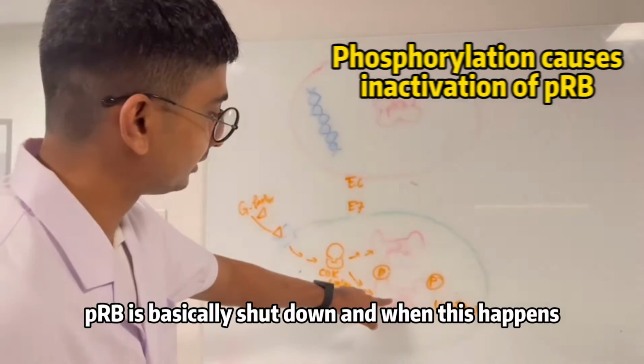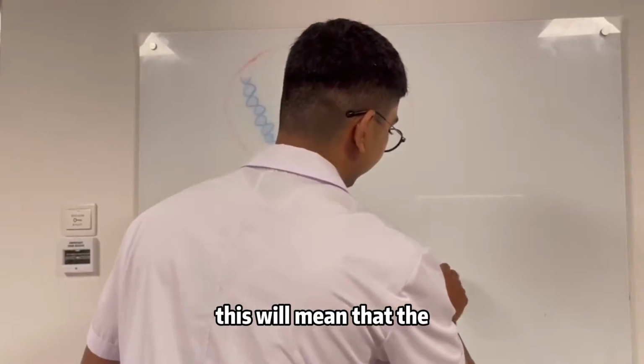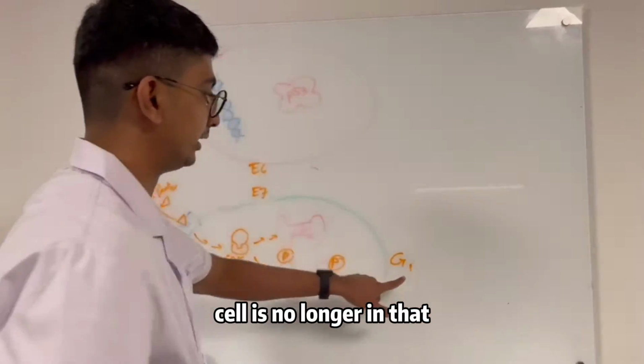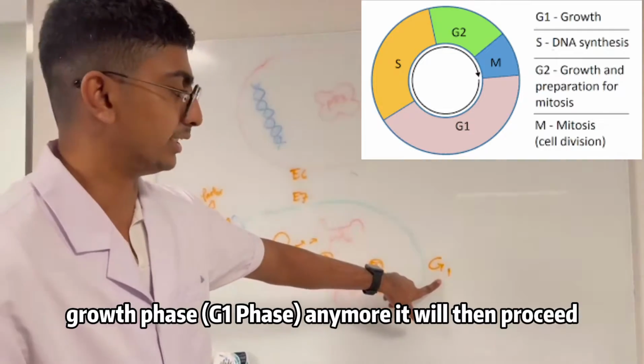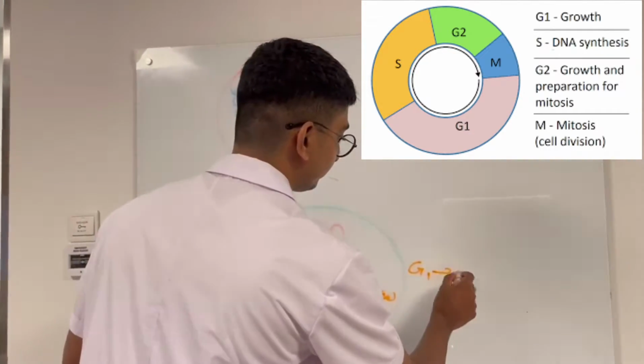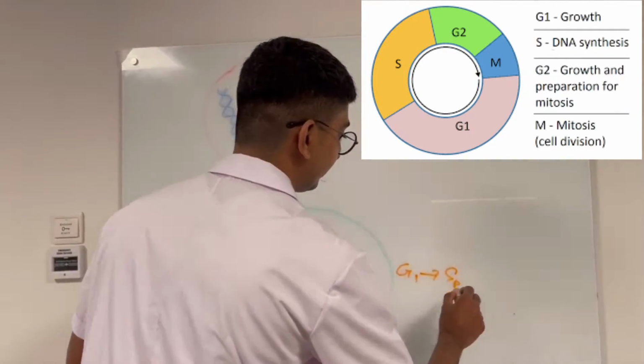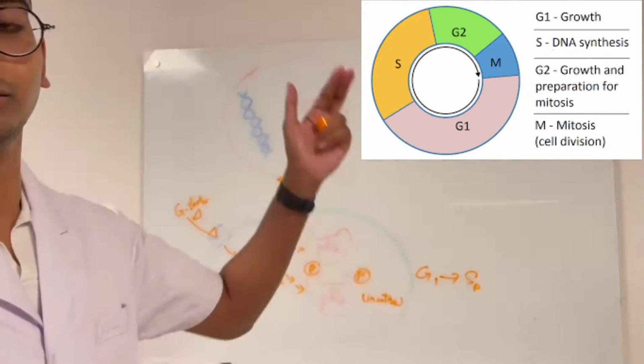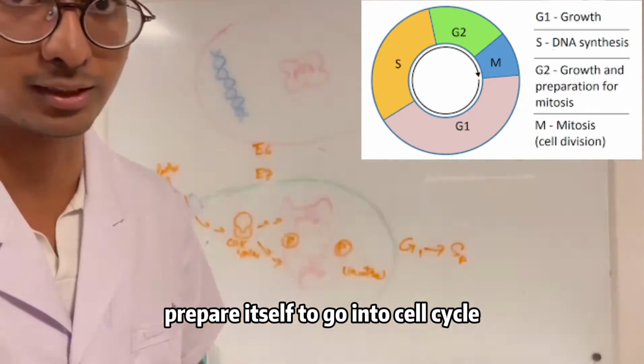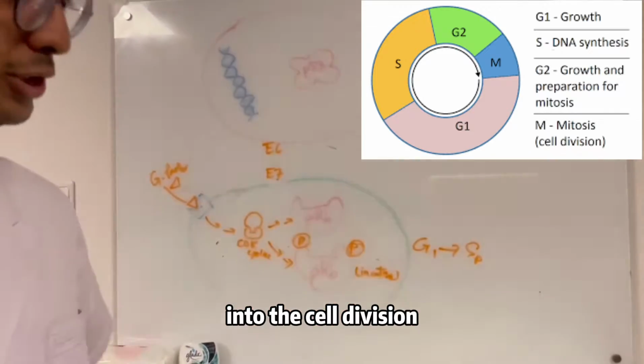When this happens, the cell is no longer in the growth phase anymore. It will then proceed to the S phase, so that it can prepare itself for cell division.